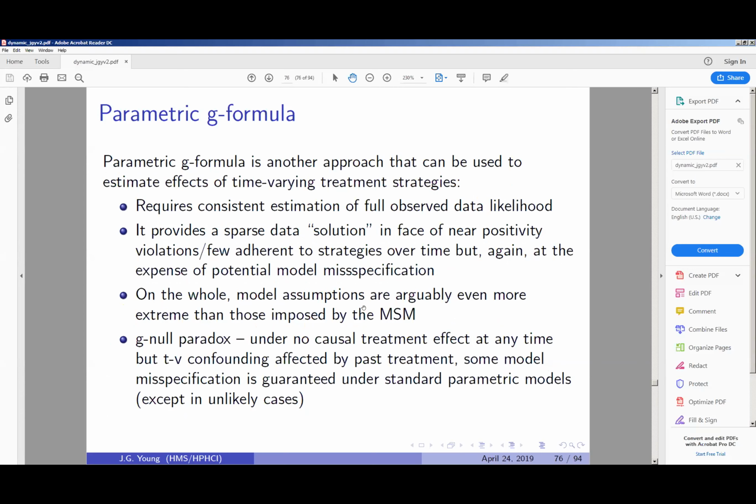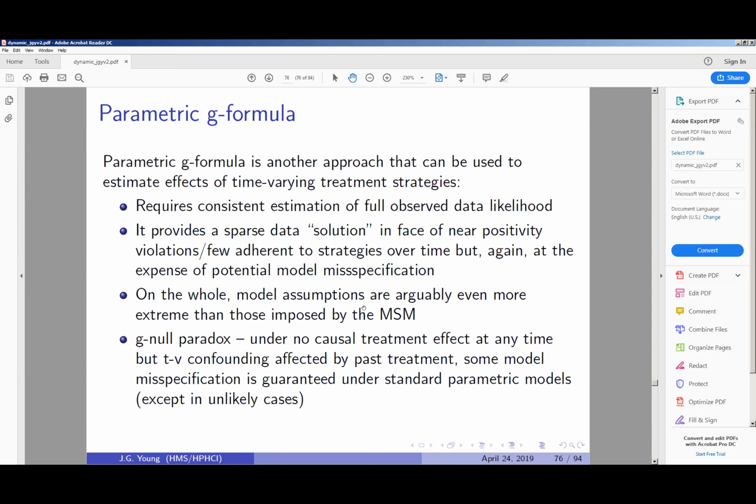Oh, I'm to finish up the G formula, especially regarding the difference between the G formula and MSM, please. Yeah, so this will get into some of the stuff that everybody wanted to discuss anyway. The parametric G formula is another approach that can be used to estimate effects of time-varying treatment strategies. Unlike IPW and unlike TMLE, it requires consistent estimation of the full observed data likelihood.